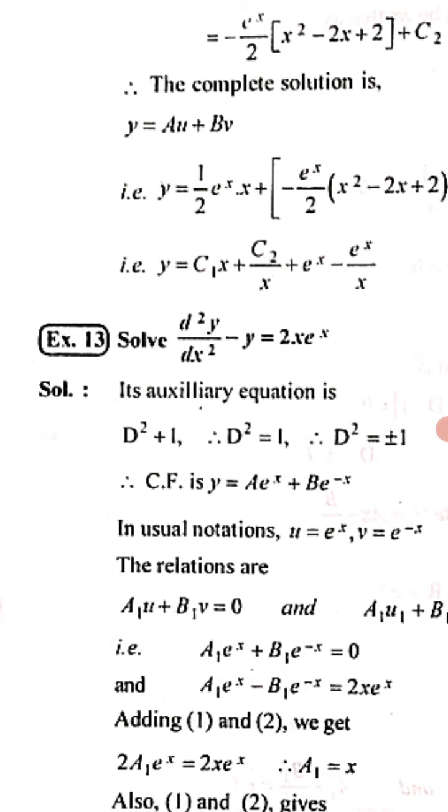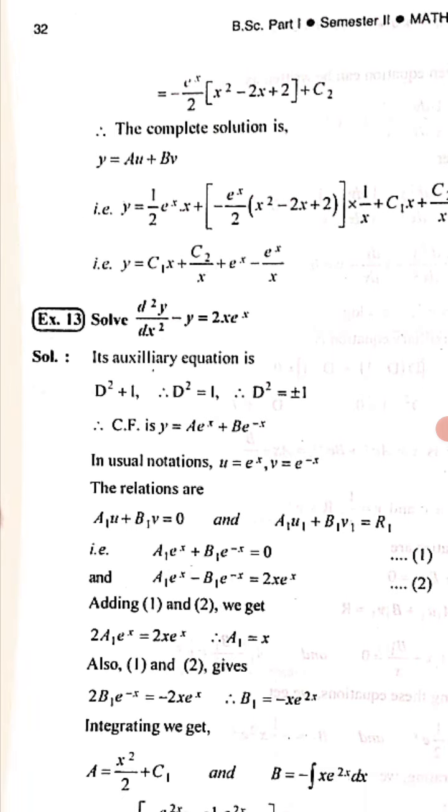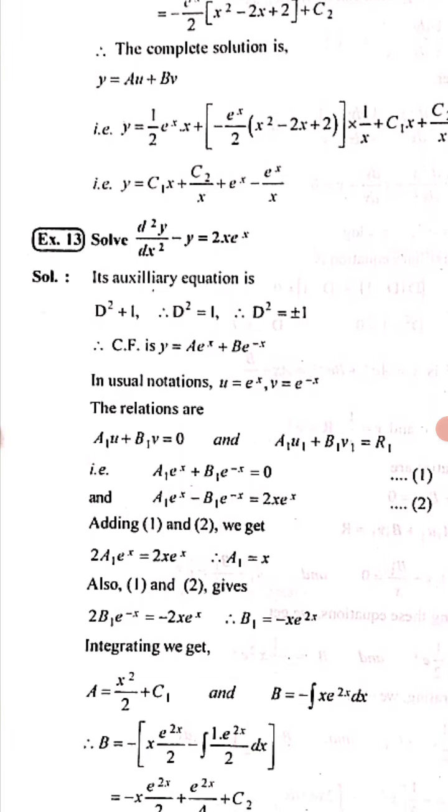Okay. Now the next example: solve d2y by dx square minus y is equal to 2x e raised to x. Let's start with the solution. Its auxiliary equation is D square minus 1 is equal to 0. So D square is equal to 1. So D is equal to plus minus 1. Therefore CF is y is equal to a into e raised to x plus b into e raised to minus x.